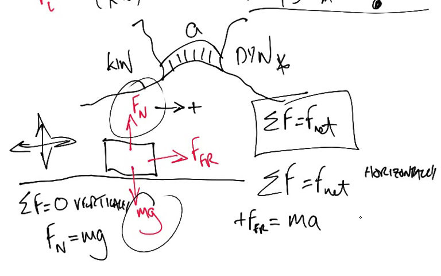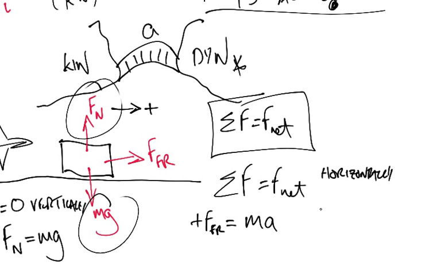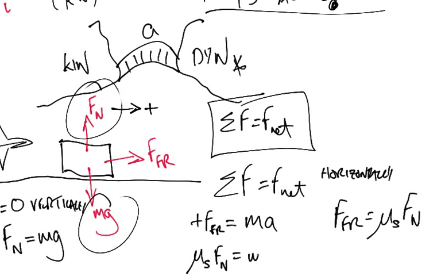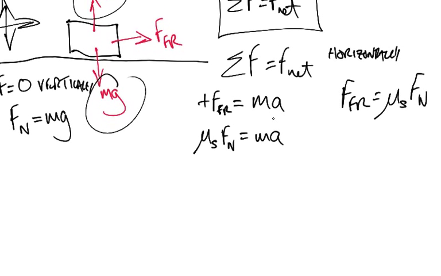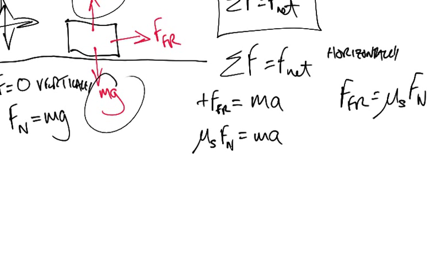Now, we can actually use another equation to simplify this even further. We have to substitute in what FFR is. And if we remember, force of friction equals mu Fn. Okay, so let's sub that in. But, interestingly, we now know what Fn is from here. So we can replace this with mu s mg equals ma.